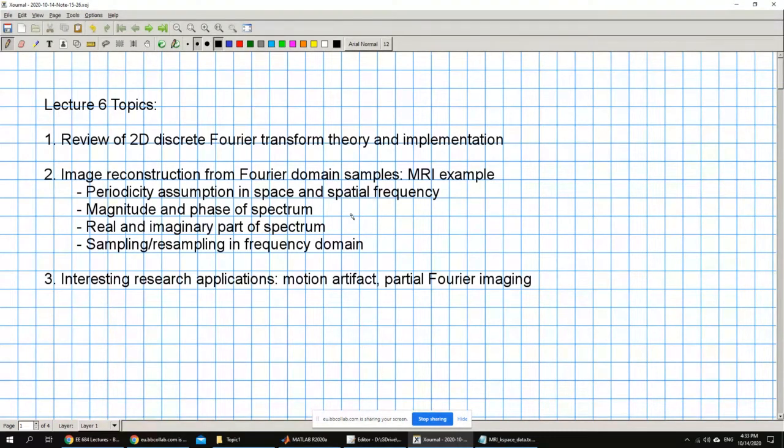Okay? And I'm going to talk to you about two interesting applications that are related to MRI image reconstruction, which are motion artifact suppression and partial Fourier imaging.